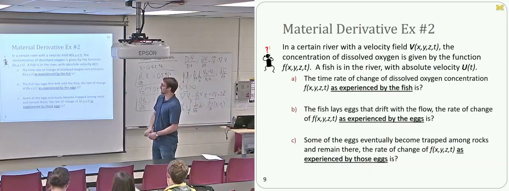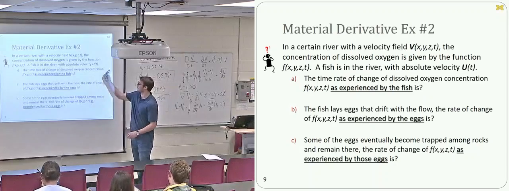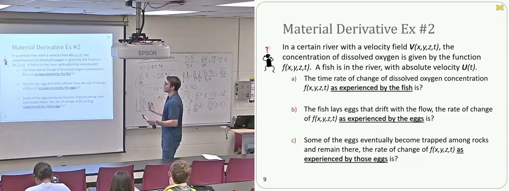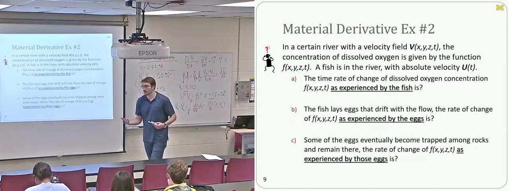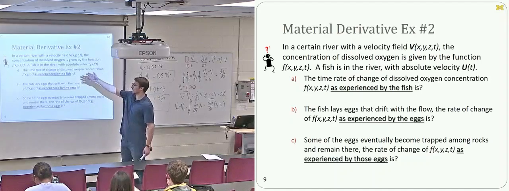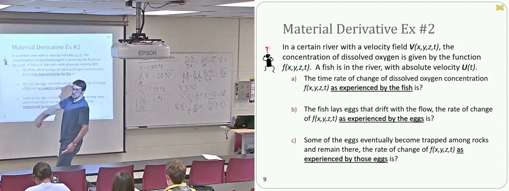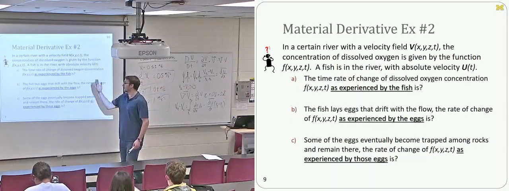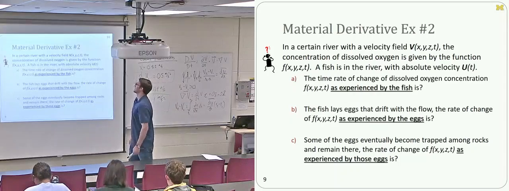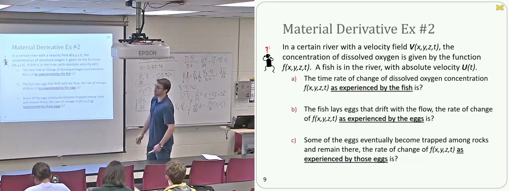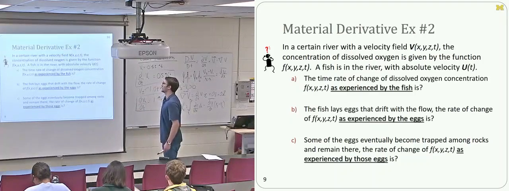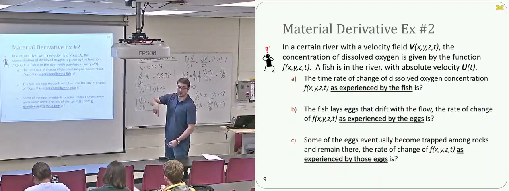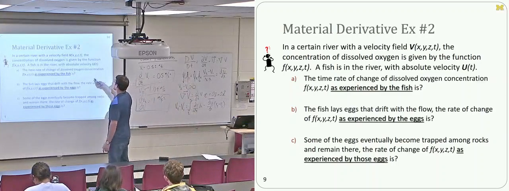So, example 2. Let's consider a river. We know the velocity field in terms of x, y, z, t. And we have somehow measured the concentration of dissolved oxygen in the water. Right, this is given as a function of x, y, z, t. So we have v, we have f, both as field variables. Yeah, Eulerian frame. A fish in the river has an absolute velocity of u as a function of t.